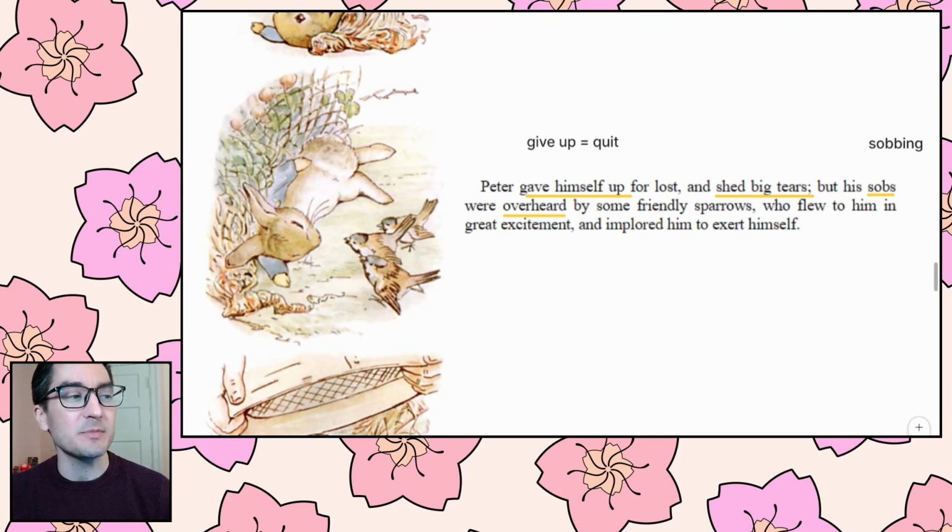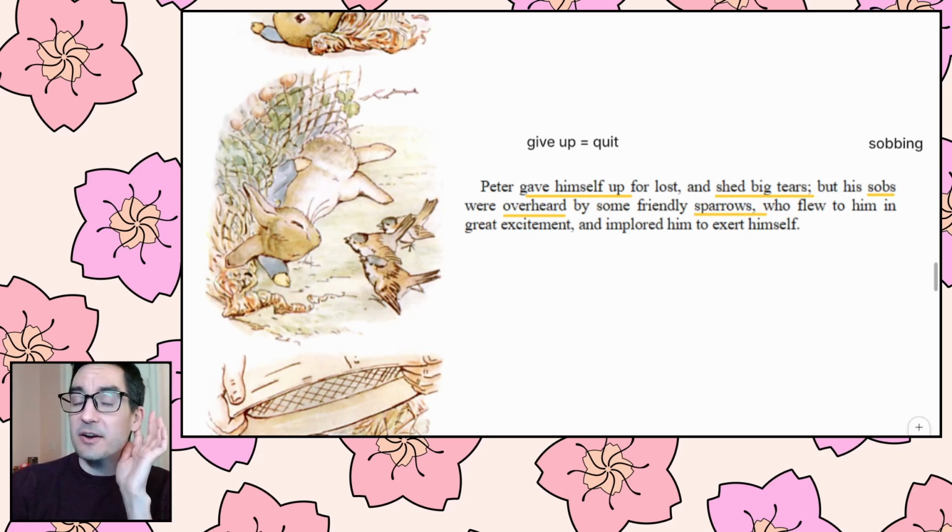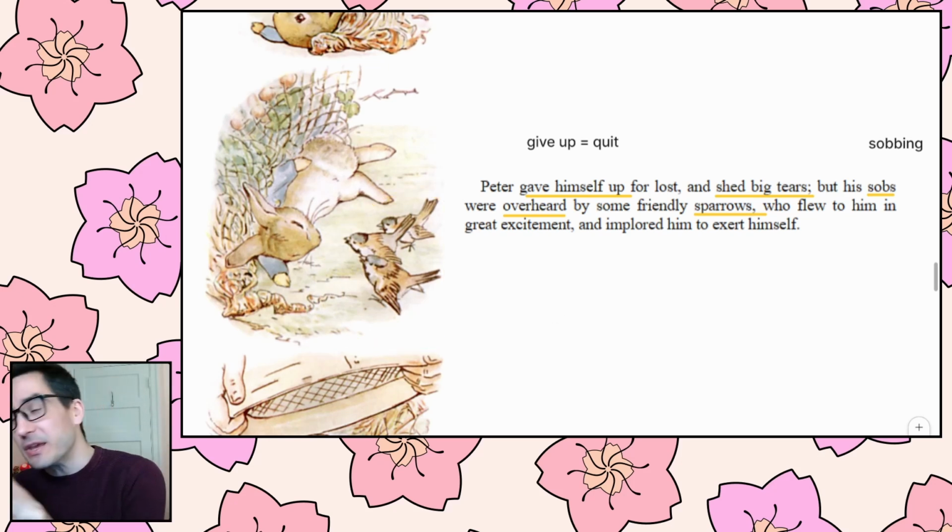So his sobs were overheard by some friendly sparrows. So sparrows are this kind of bird, and they just heard that he was crying. They were eating and overheard his sobs. And so the sparrows flew to him in great excitement. In great excitement just means they're very excited, right? And then they implored him to exert himself.